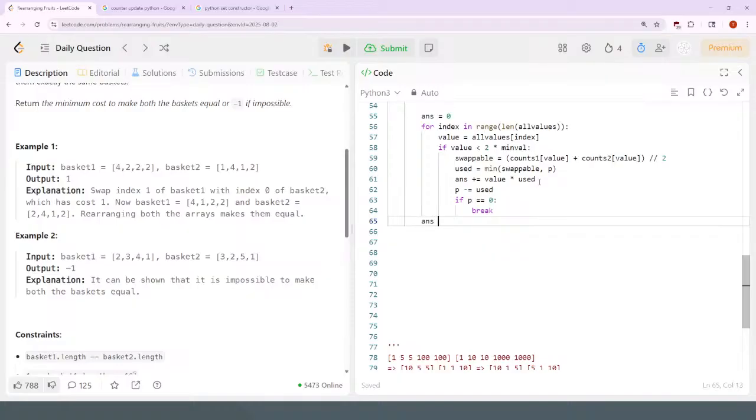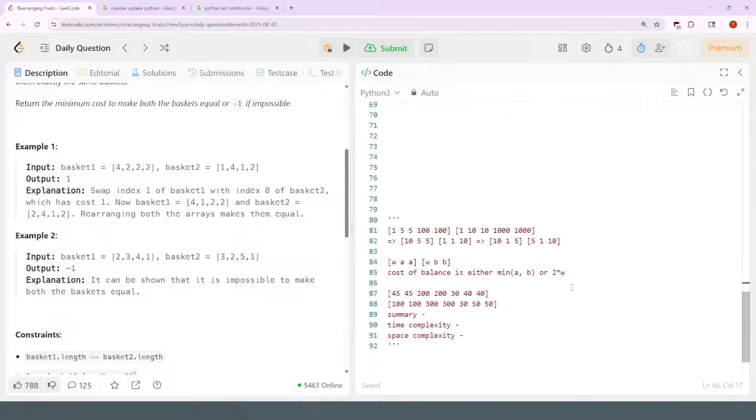If the value itself becomes big enough that it's equal to or more than 2 times the min value, then the remaining stuff is going to be using the min value to swap everything from there on. So for every p you use 2 times w. Is that right? Or is it for every 2p you use 2 times w?